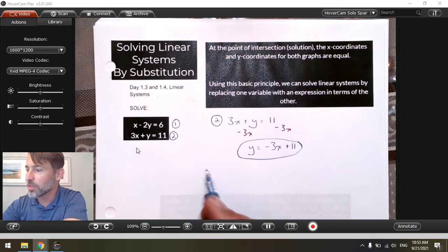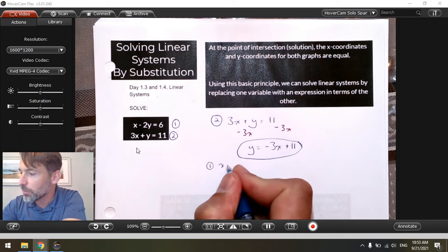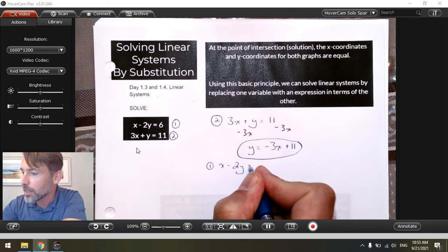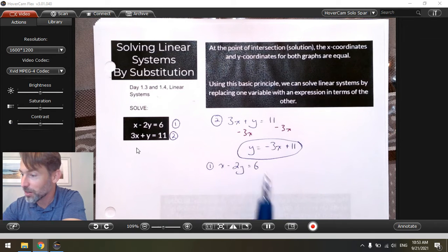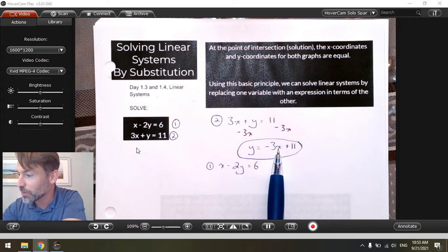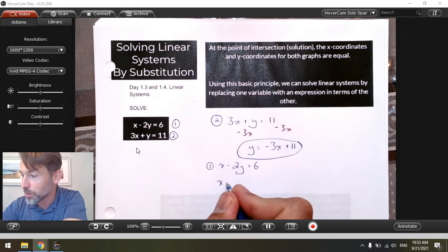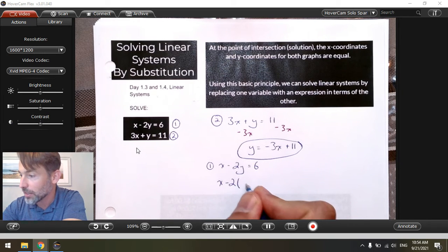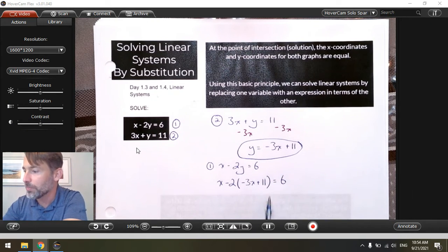So now I'm going to substitute this into number 1. So I'm going to rewrite equation number 1. x minus 2y is equal to 6. But I know that at the point of intersection, y also equals negative 3x plus 11. So substitute that in. Substitute into brackets, please. x minus 2 bracket negative 3x plus 11 equals 6. Okay? So now I've substituted into a bracket.